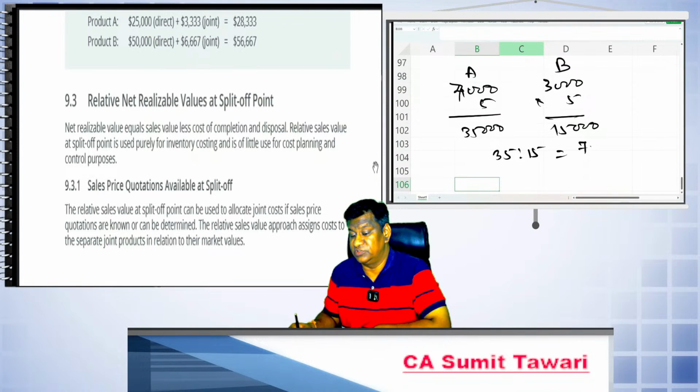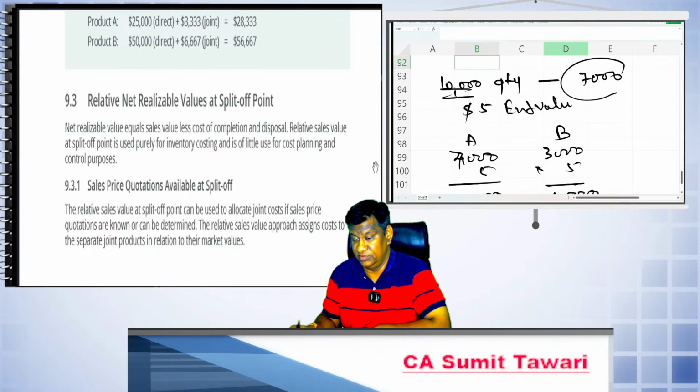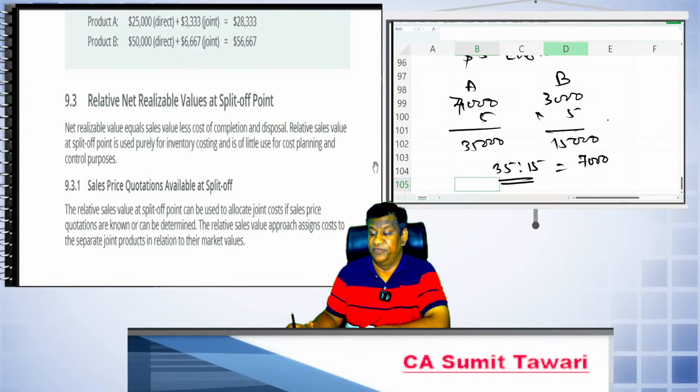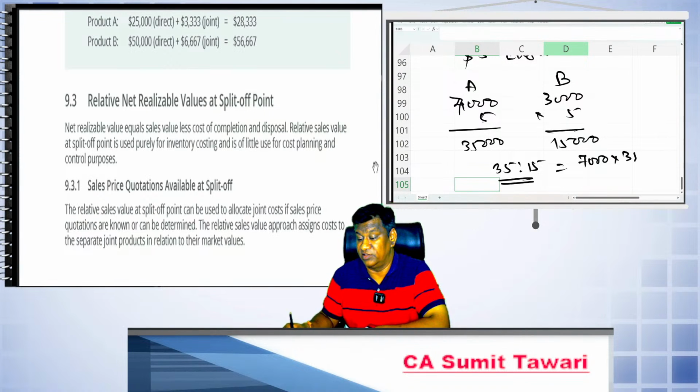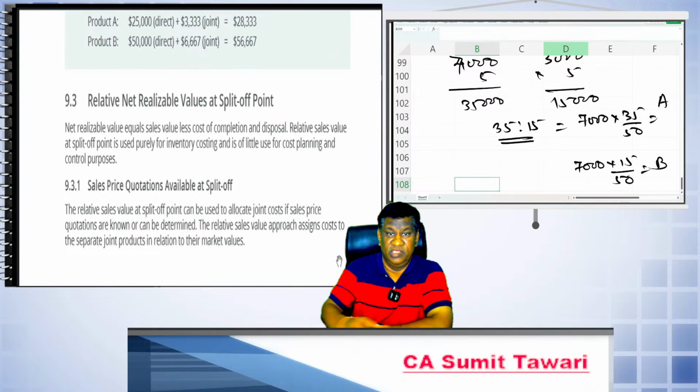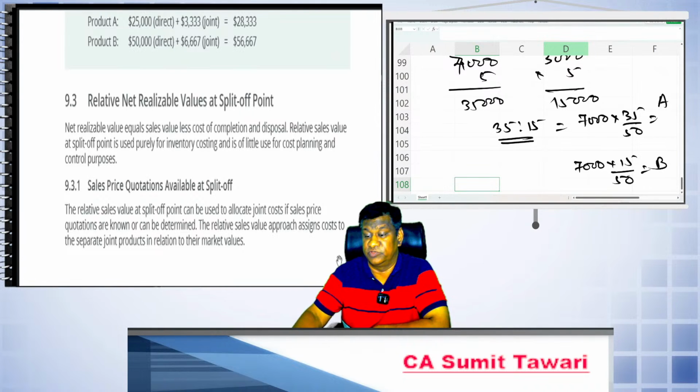So the 7,000 cost which I incurred, this is my cost 7,000, I need to apportion in product A and B in the ratio of 35 is to 15. That means 7,000 multiplied by 35 divided by 50 is basically product A cost, and 7,000 multiplied by 15 divided by 50 is my product B cost. So that is basically when the sell price quotation is available.